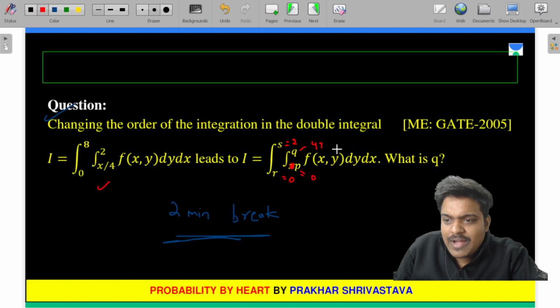So x is given in terms of u and v, that is uv, and y is given in terms of u and v, that is v by u. And now you need to integrate f of x comma y. You are changing f of x comma y to f of uv comma v by u, into a function of u comma v. That's all you need. So you have to tell me this function. What is this function? This is an easy question, not a tough question. You're just changing the parameters on which the integration is done. That's it.